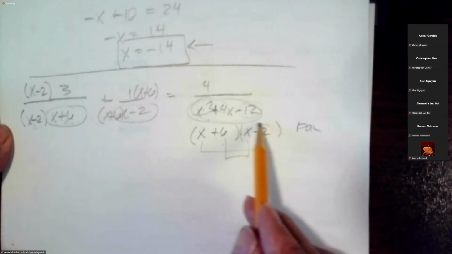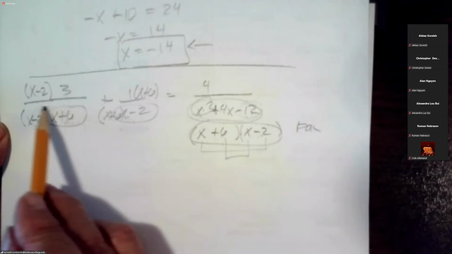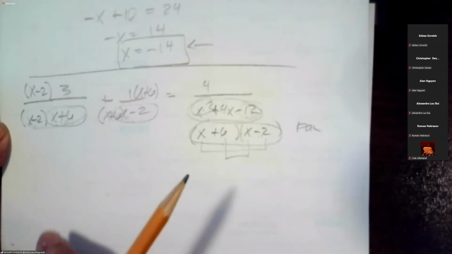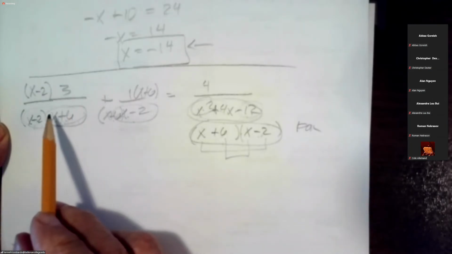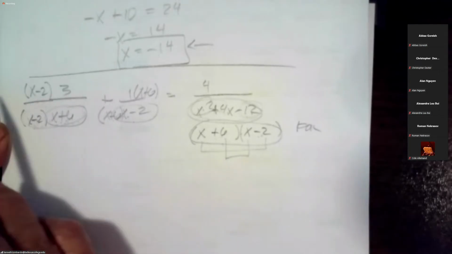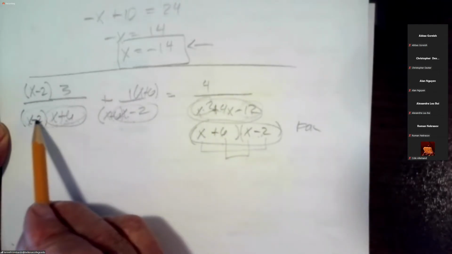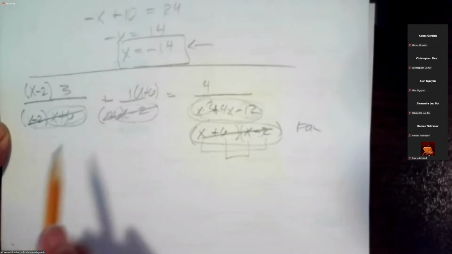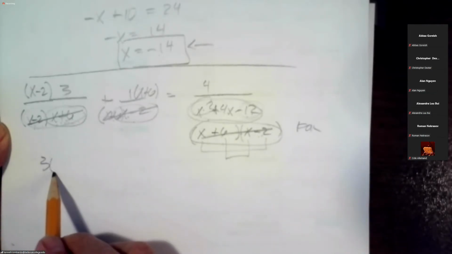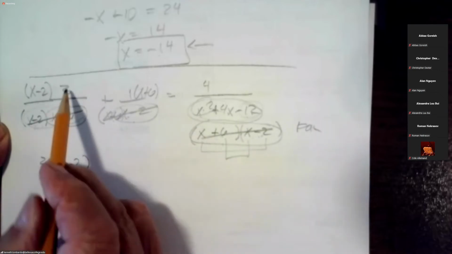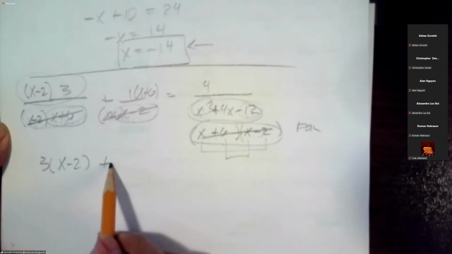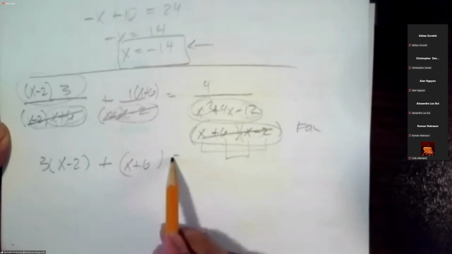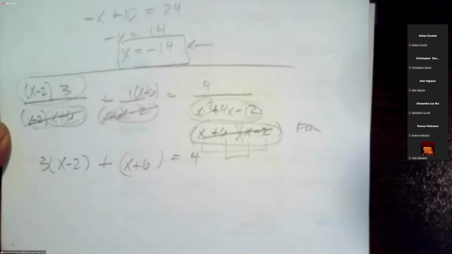And fortunately, this denominator is already the same as this denominator, isn't it? So I can cancel that out. And the way I cancel it out is to multiply through by that denominator. When I do that, that gets canceled out. And I'm left with 3 times the quantity x minus 2, which is this value, plus x plus 6, which is this value, equals 4.